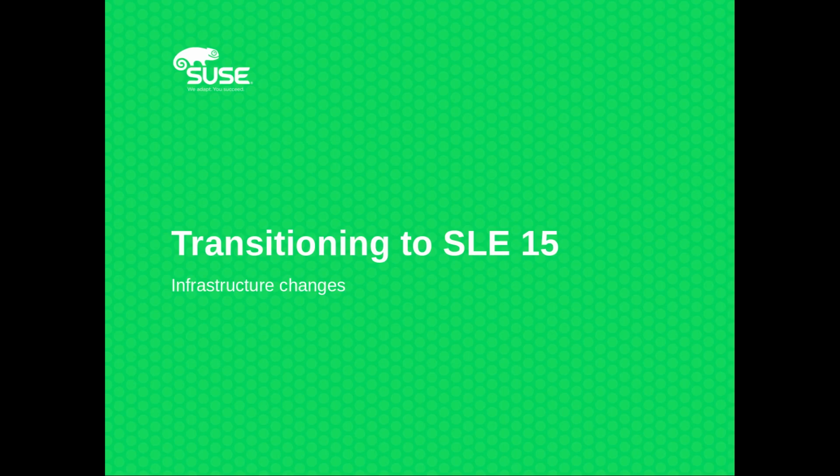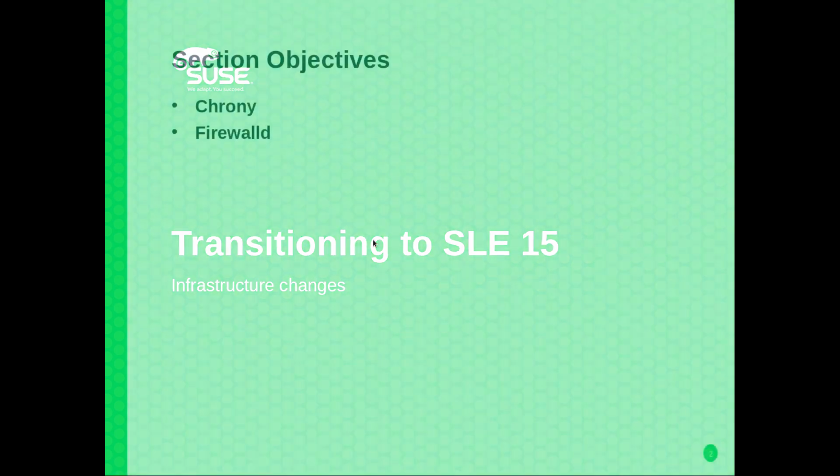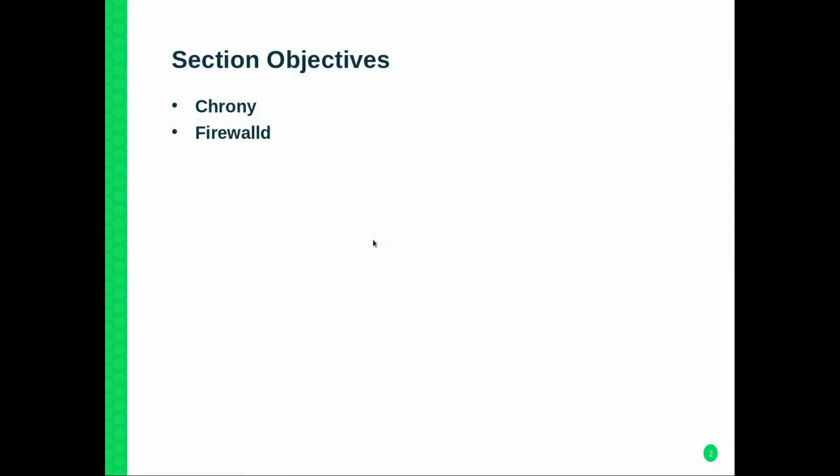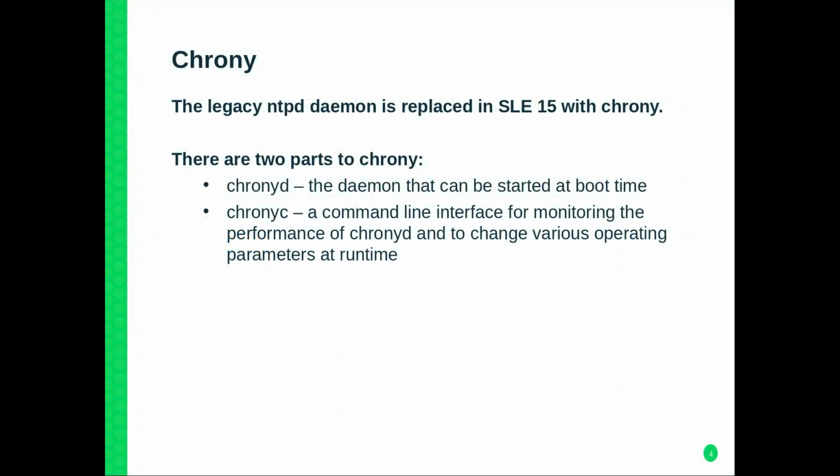Some of the infrastructure tools and utilities have changed with SUSE Linux Enterprise 15. So if we take a look, the two we're going to focus on are the inclusion of Chrony, which is a replacement for NTPD, and Firewalld, which is a replacement for SUSE Firewall 2. Let's start with Chrony. Chrony has two pieces to it as a replacement for NTPD.